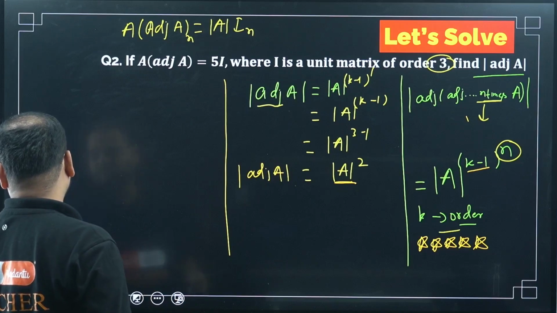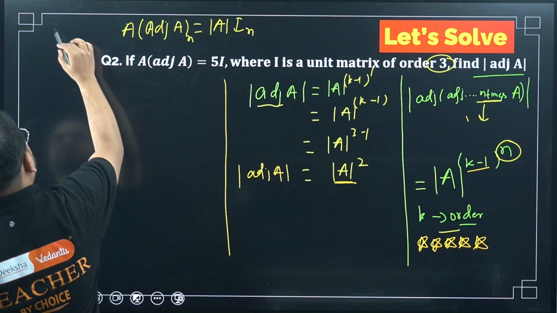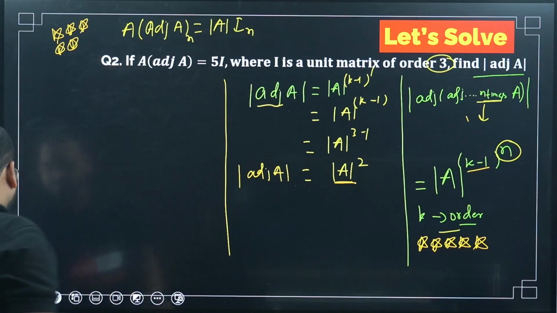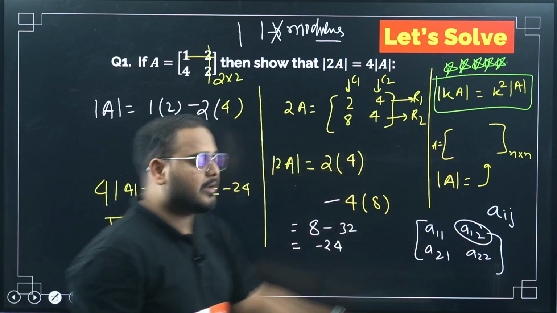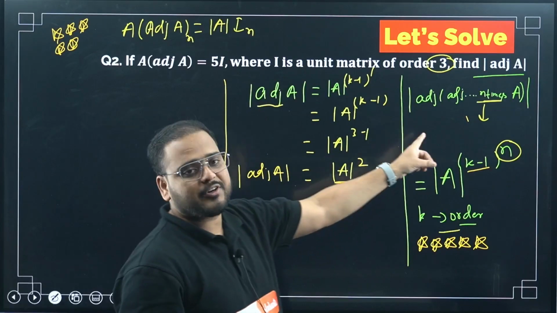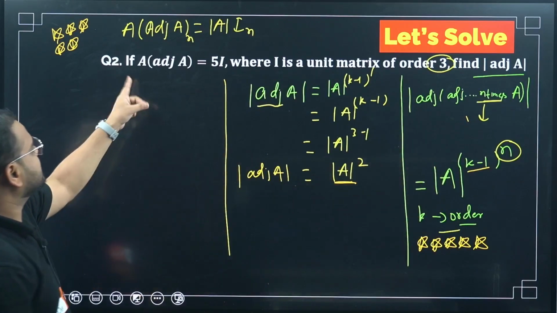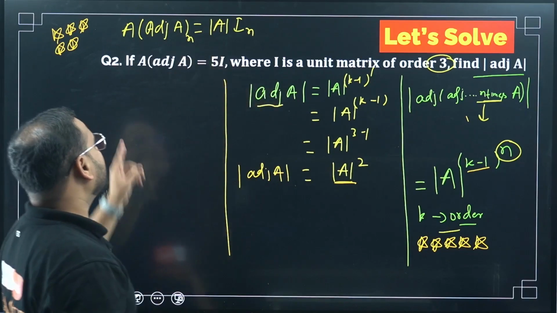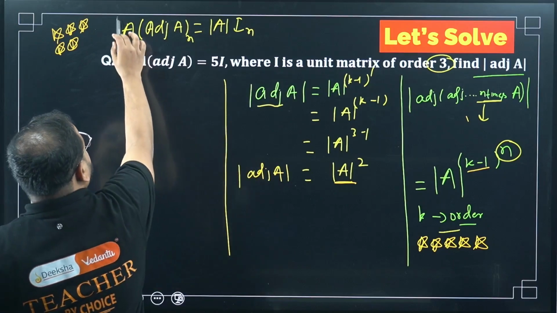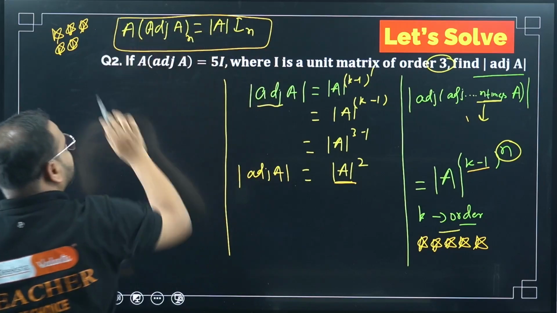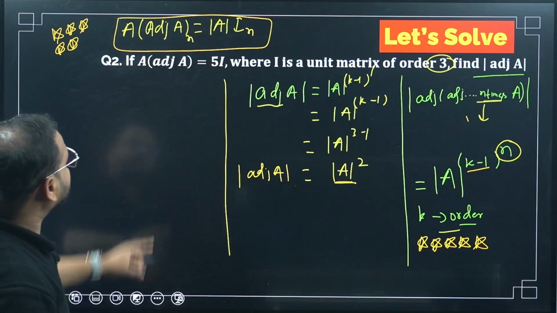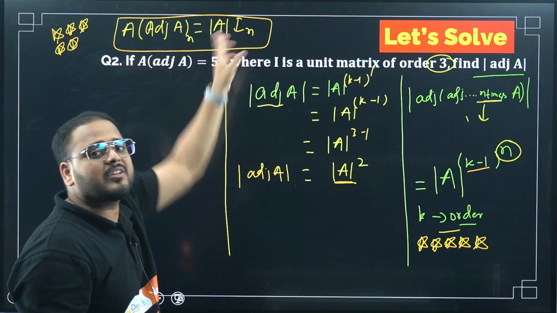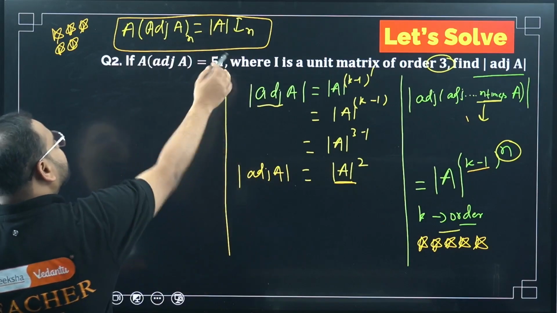So we have learned 3 properties so far. Very very important. First one for the determinant of k A, next one for the determinant of adjoint of A, and next one for this A times adjoint A given by determinant of A times I. I'll explain it to you later, when I teach you inverse. Right now understand this. So A times adjoint A with order n is given by determinant of A times In, where In is the identity matrix of order n.